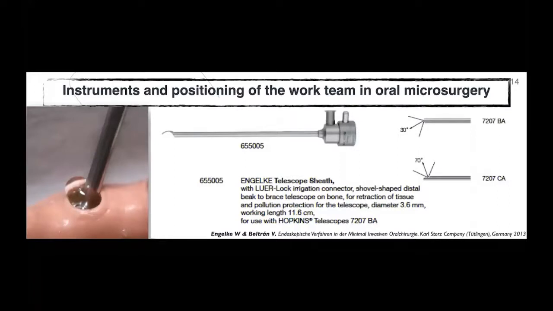Here it is possible to see the Engelke telescope shield, to which we can attach an optic of 2.7 or 1.9 millimeter of diameter. The most used angles for intraocular examination are 30 and 70 degrees from the optics.